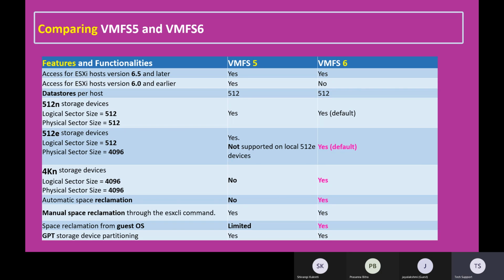Another key difference between VMFS version 5 and 6 is automatic space reclamation. Reclamation means suppose in my VMFS data store there is some old data and I deleted the old data. When I delete the old data, by right the data store has to show that we cleared some disk space, it has to show some free space. But in certain situations, VMFS will not show the cleaned up space even though you deleted some data. That is nothing but reclamation.